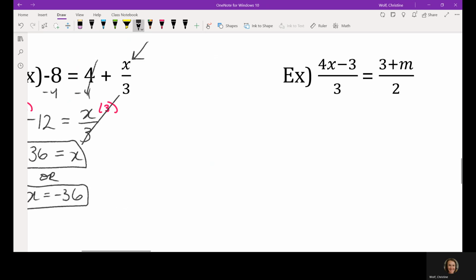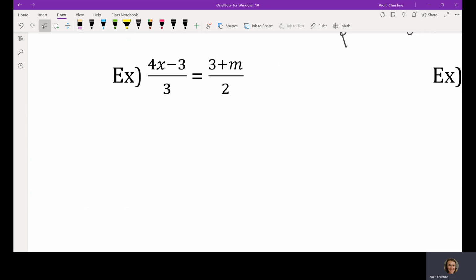Okay. This guy here is where you really have to put your listening ears on. And also, sorry, that should not be an x and an m. My bad. That should be an x. Sorry. Okay. So again, you have multiple fractions here that have different denominators.